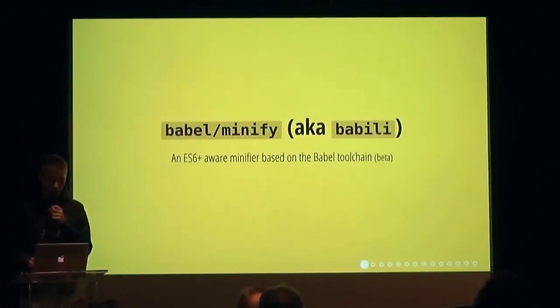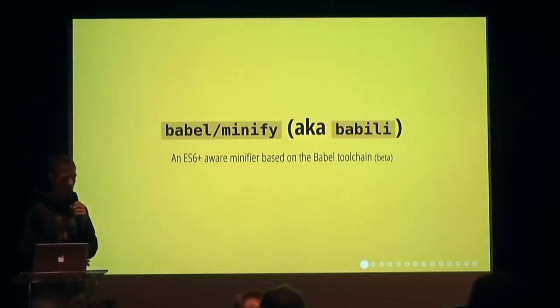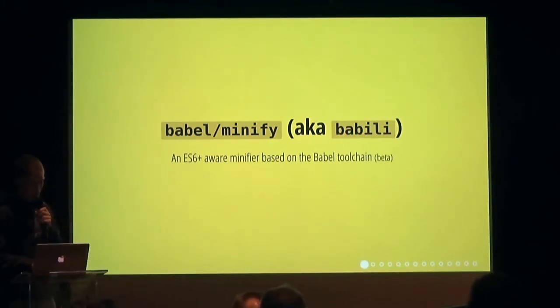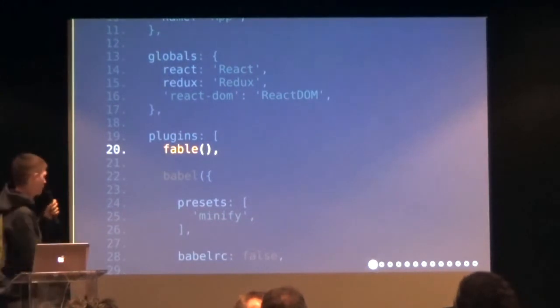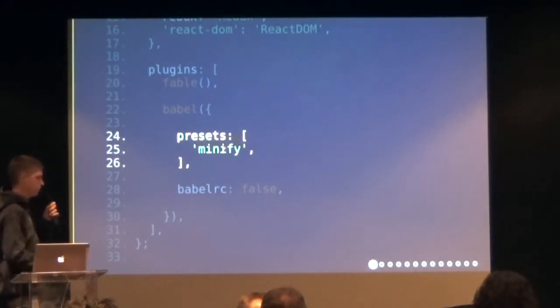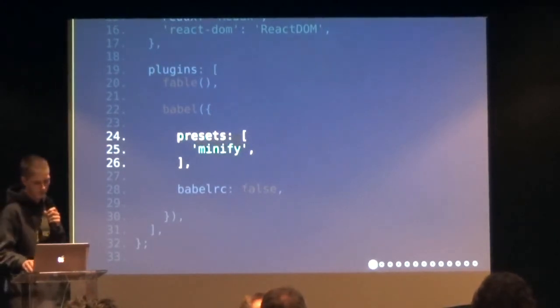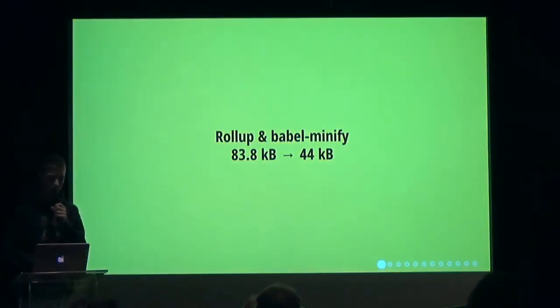So there's a new tool I want to show you as well. It's called Babel Minify. It has been renamed from Babili. Maybe you have seen Babili on the internet. Note that this is still in beta. Same, I have my rollup configuration. I have my Babel transformation. And then I have to pass my preset minify to my Babel configuration. I run my compilation, and I got my app down to 44 kilobytes, which is decreased by a factor of 2, which is a lot.